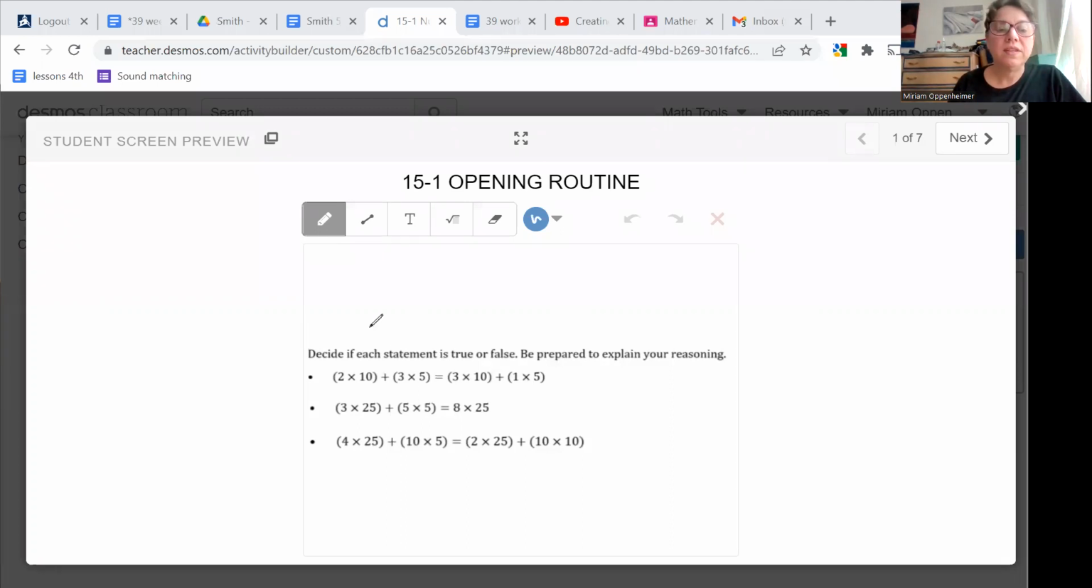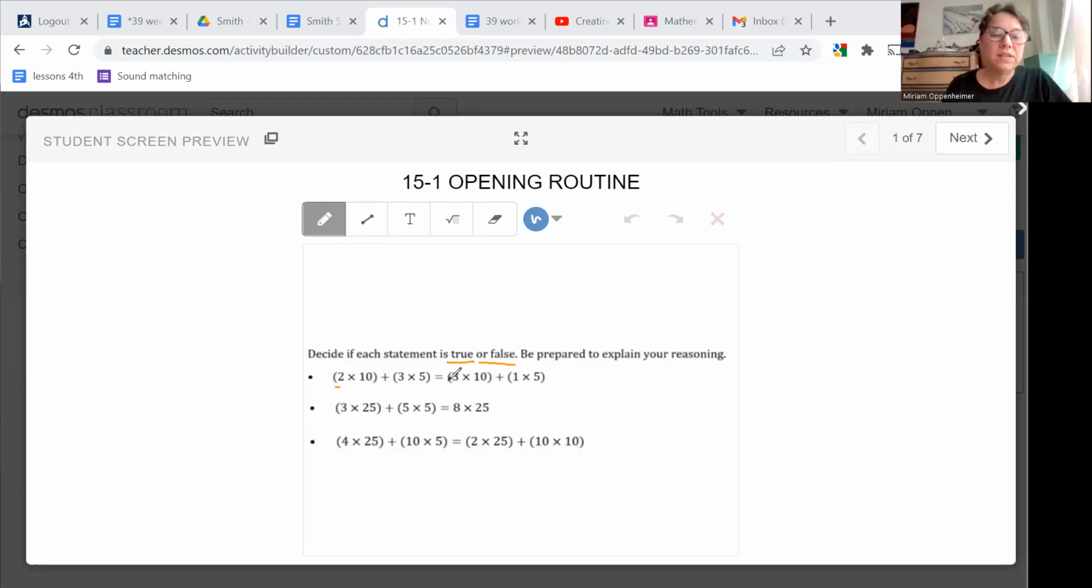Okay, so this is fifth grade stuff that the other fifth graders did in the school recently. So this is page 1 on the Desmos. On the first one, we're looking to see if it's true or false. The first thing we're going to do is look at this. So the first one is 2 times 10 plus 3 times 5 is 3 times 10 plus 1 times 5.